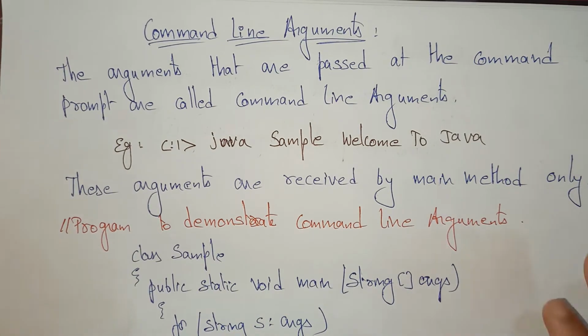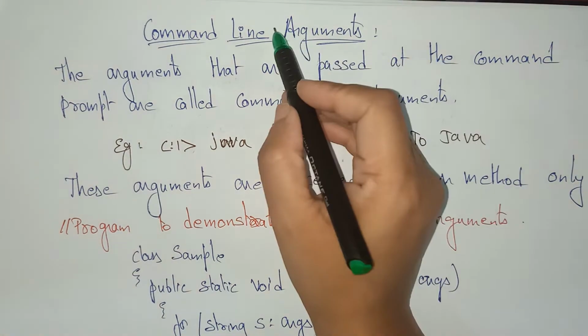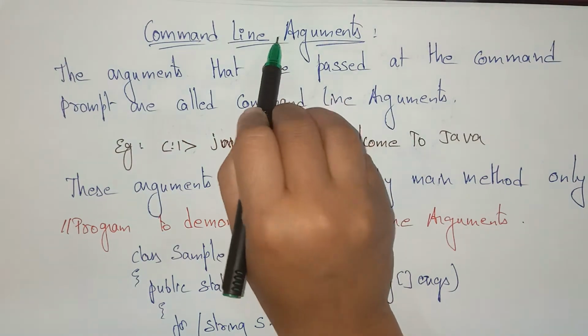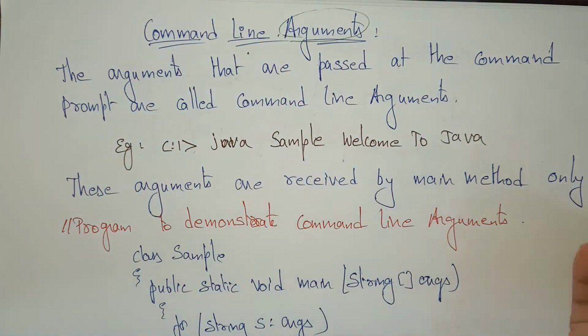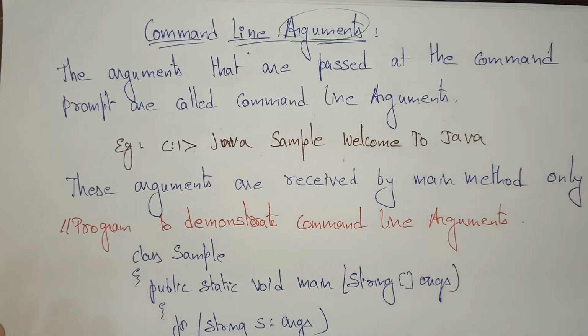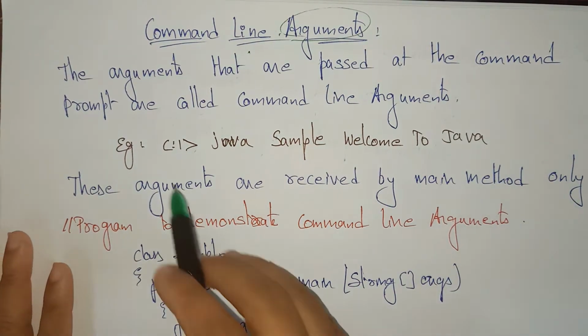Coming to the next topic in the Java programming language, command line arguments. The name itself says that we are passing the arguments on the command line, that is, on the command prompt. You open the command prompt wherever your files are located, and there you pass the arguments. We are not passing the arguments in the program, so we can pass them at runtime. That is how we will see it now.